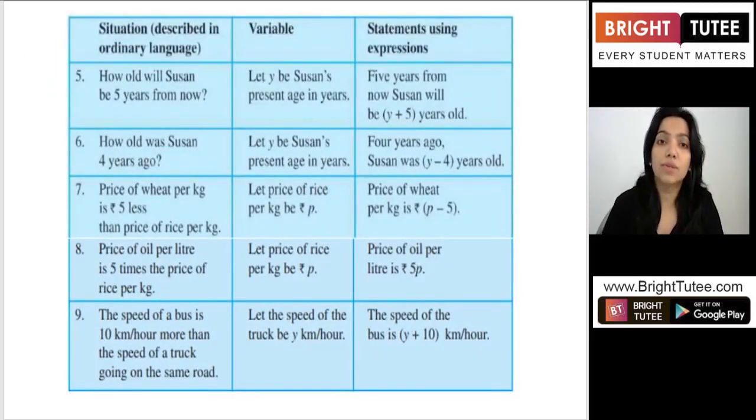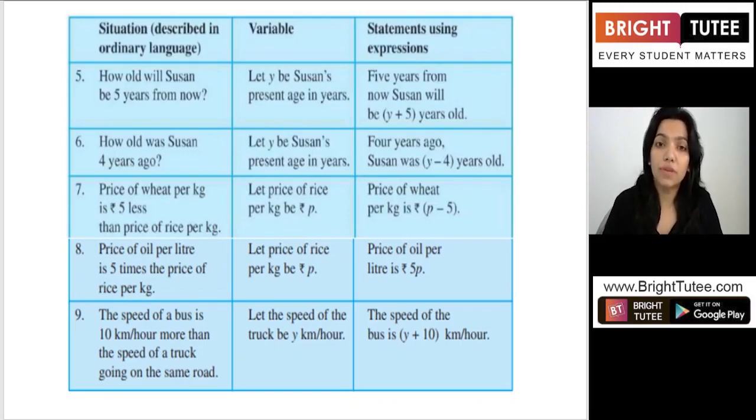How old will Suzanne be 5 years from now? If today Suzanne is Y years old, in the future, that is after 5 years, she will be Y plus 5. Here, Y is the variable that we have chosen. Then the sixth one says how old was Suzanne 4 years ago. So 4 years ago means we need to go into the past. So it will be minus 4 years from the current age. So let Y be the present age, and Y minus 4 will be her age 4 years ago.